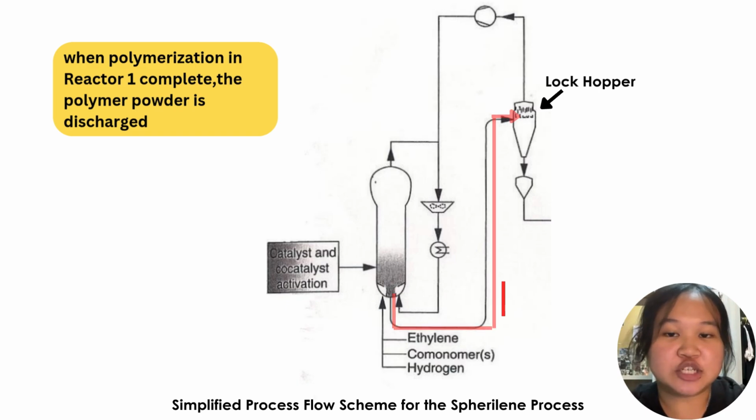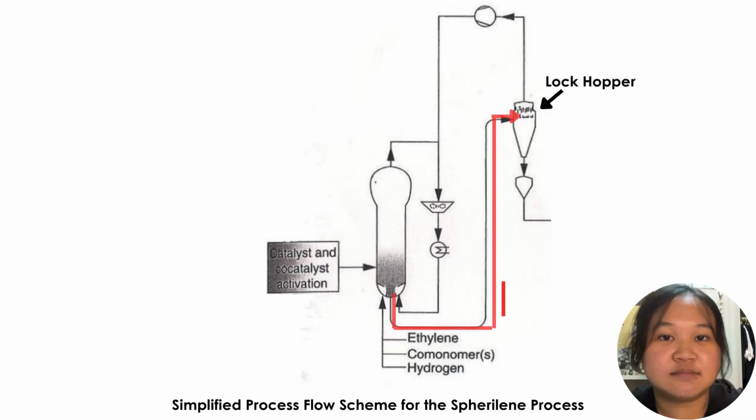When polymerization in reactor 1 is complete, the polymer powder, now partially formed, is discharged from the bottom of the reactor through a valve system into a low-pressure vessel. The unreacted gases are separated from the solid polymer powder. The gases are recycled back into the system through the same recirculation loop, while the solid polymer moves to the lock hopper, which safely transfers the material to the second reactor.